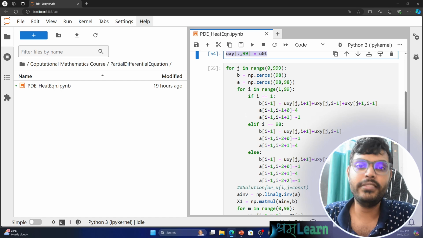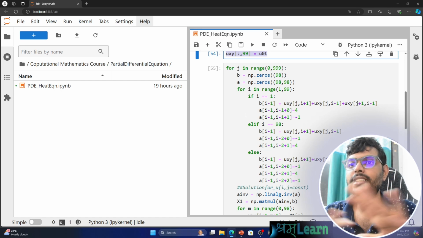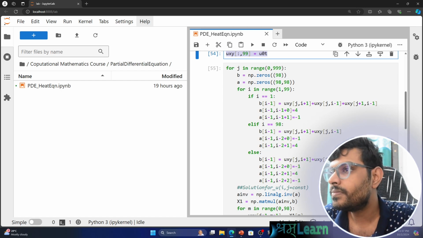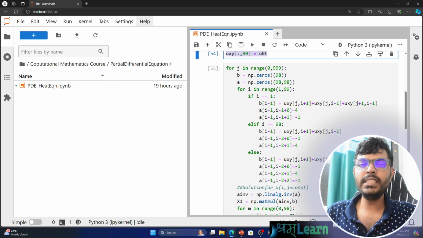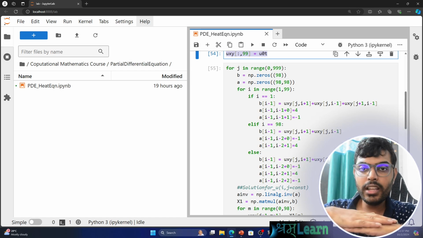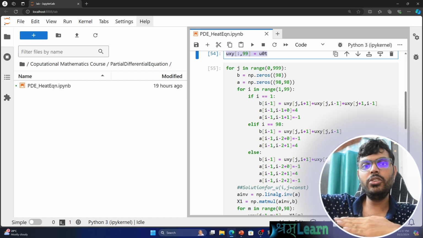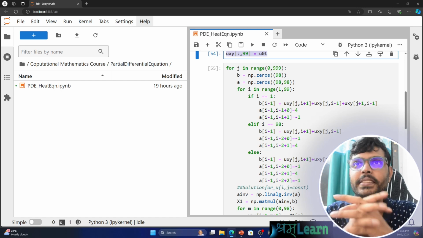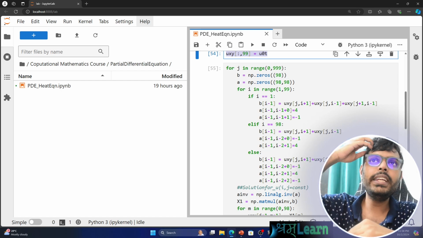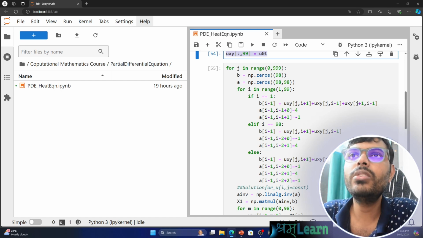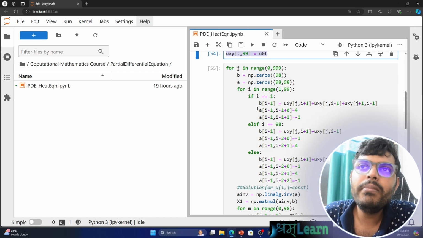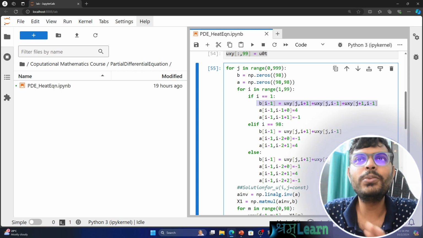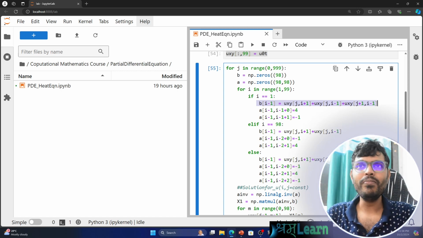So what am I doing now? For all j, that means for all unknown rows. The 0th row is known, that is the initial condition. For all unknown rows, I need to compute this. So I am making a B matrix, which is nothing but a column matrix. This is the logic. I will not go exploring into the logic very much.